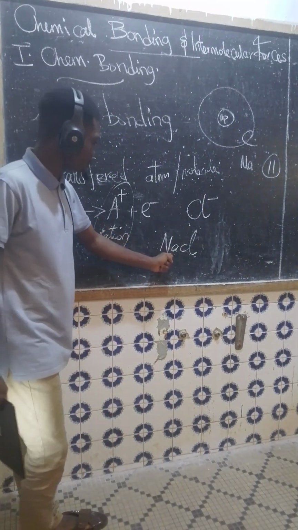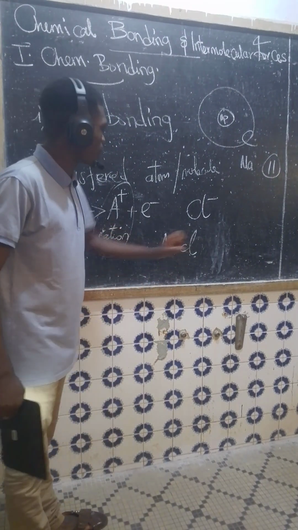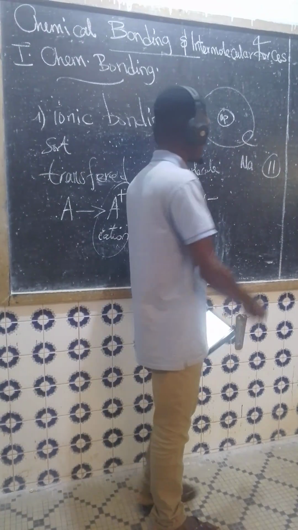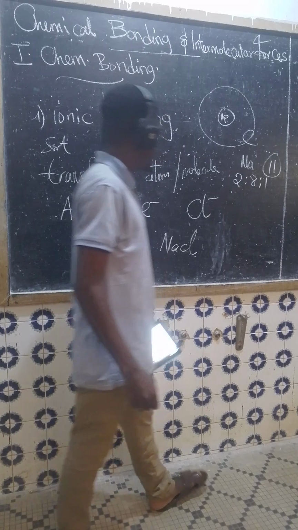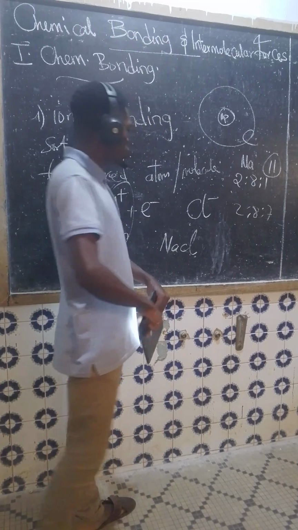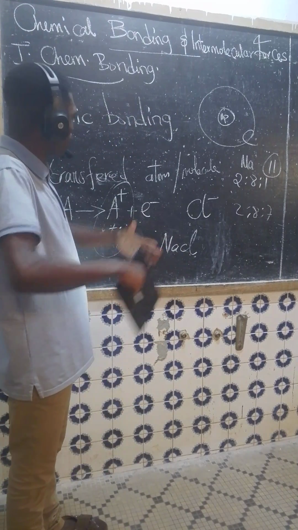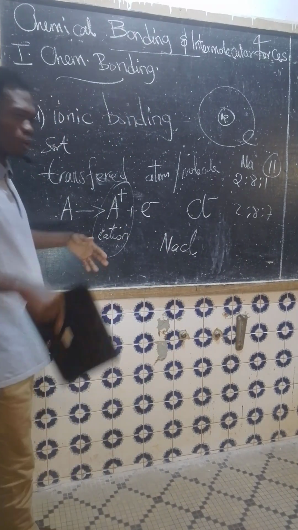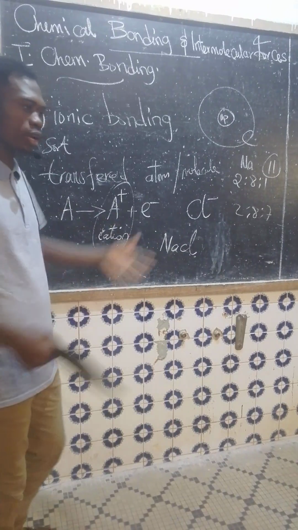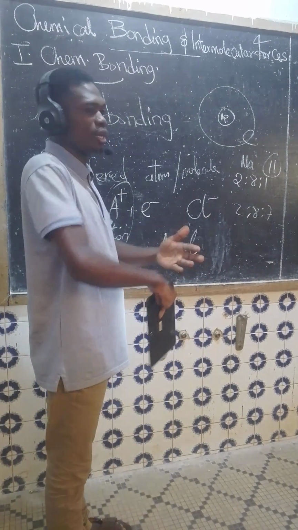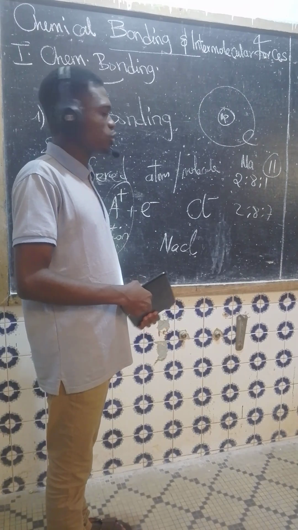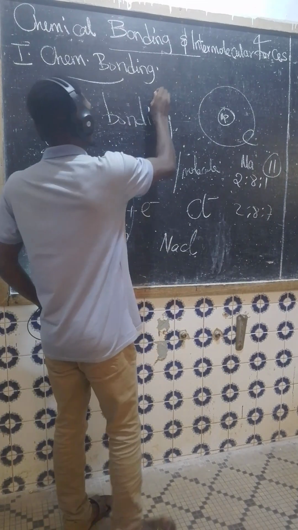Now in sodium chloride, sodium is atom number 11, electronic configuration 2, 8, 1, right? Chlorine is 2, 8, 7. So now the question is, why do elements, atoms, molecules, why do they undergo bonding? It is to obtain what? Stability, right? It is to obtain a stable octet or duplet structure.